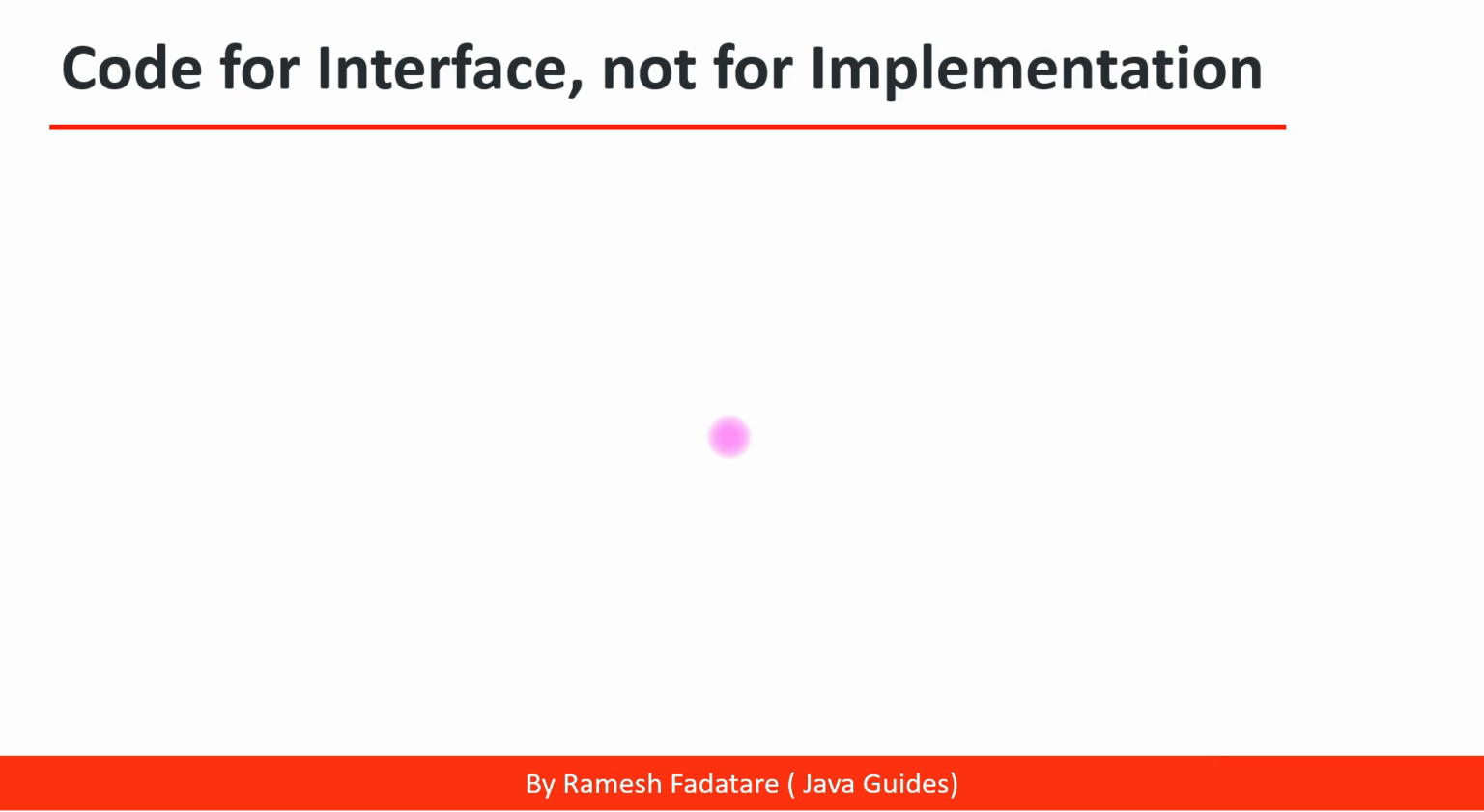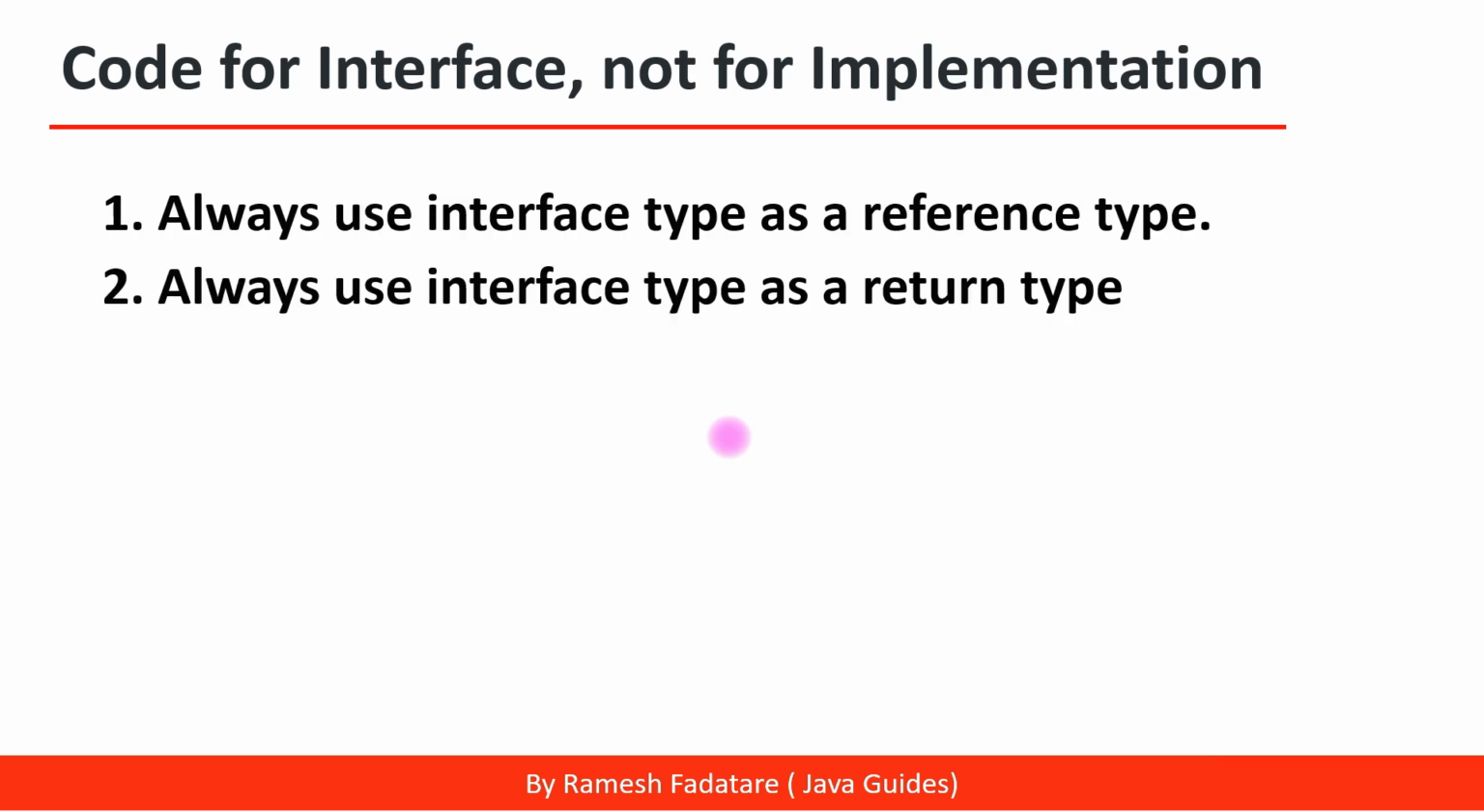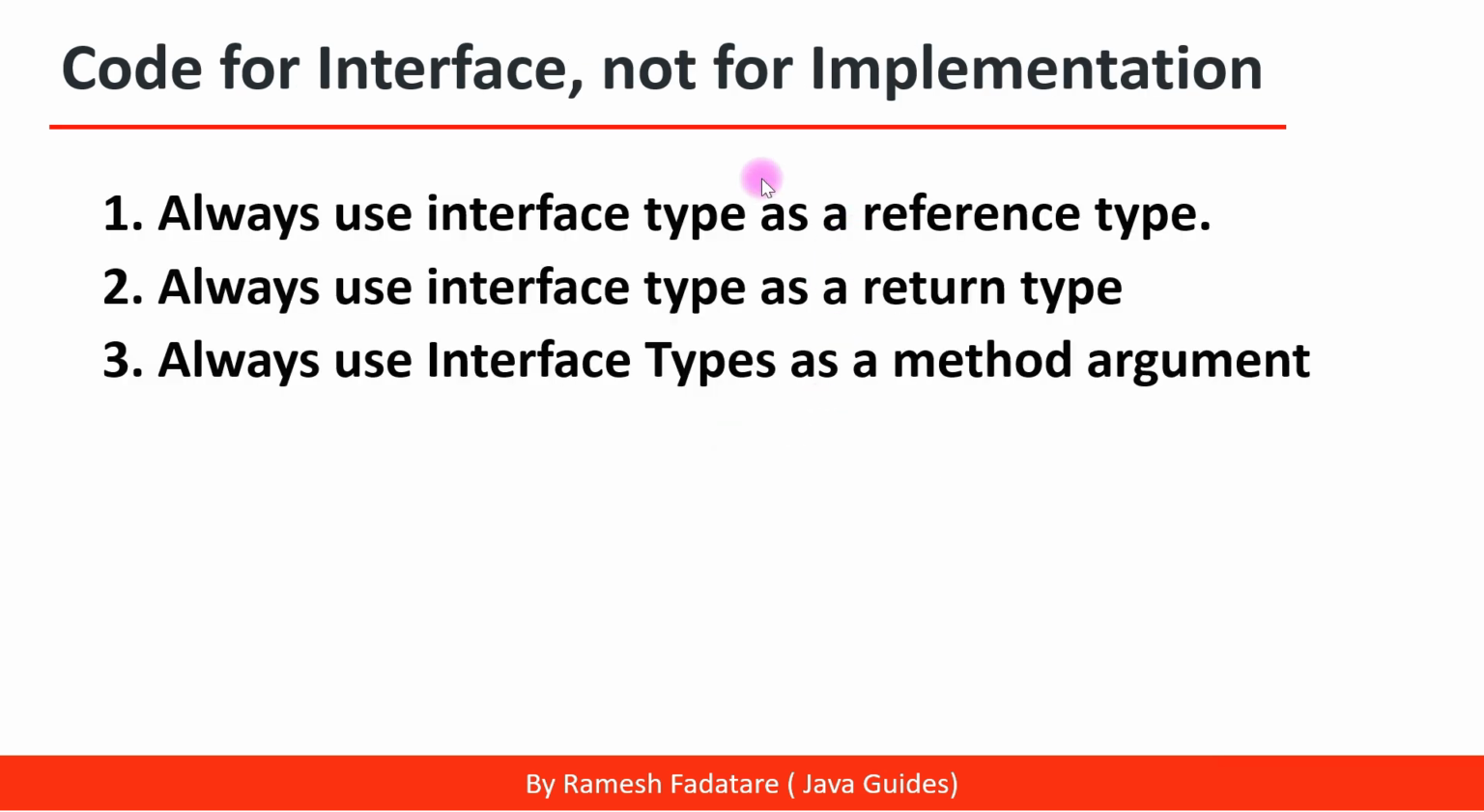The next best practice is code for interface, not for implementation. Here I want to demonstrate three things: always use an interface type as a reference type, always use an interface type as a return type, and always use interface types as method arguments. Let's jump into the Eclipse IDE and try to understand these best practices.